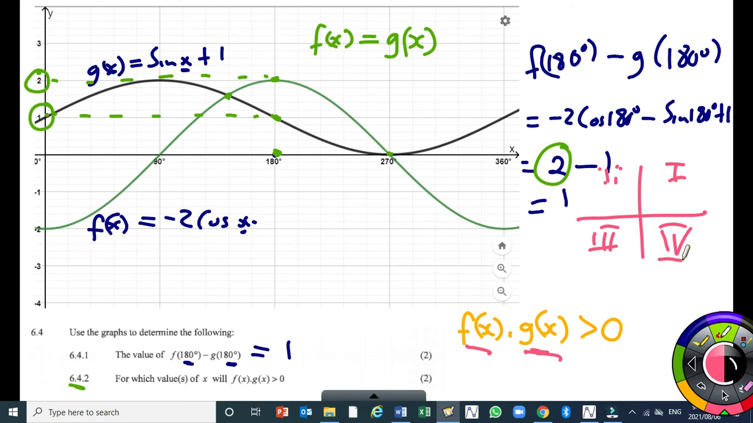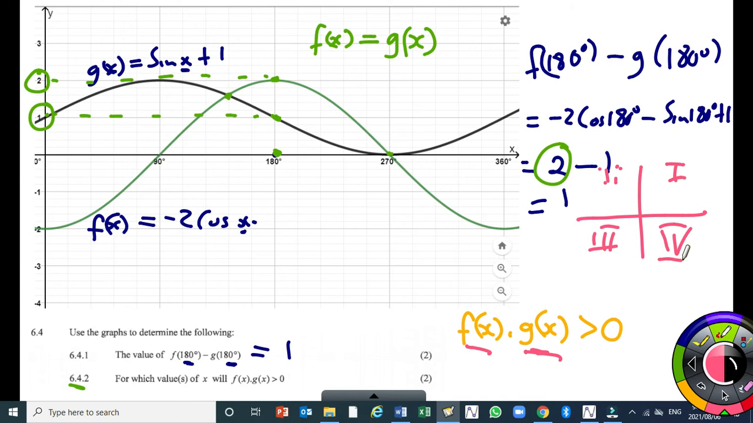But if one is in the fourth quadrant, but the other one is in the first quadrant within the same interval, that's not a solution. Both must fall in the same quadrant. It must be the same what? Interval. So let's start analyzing now from the beginning.